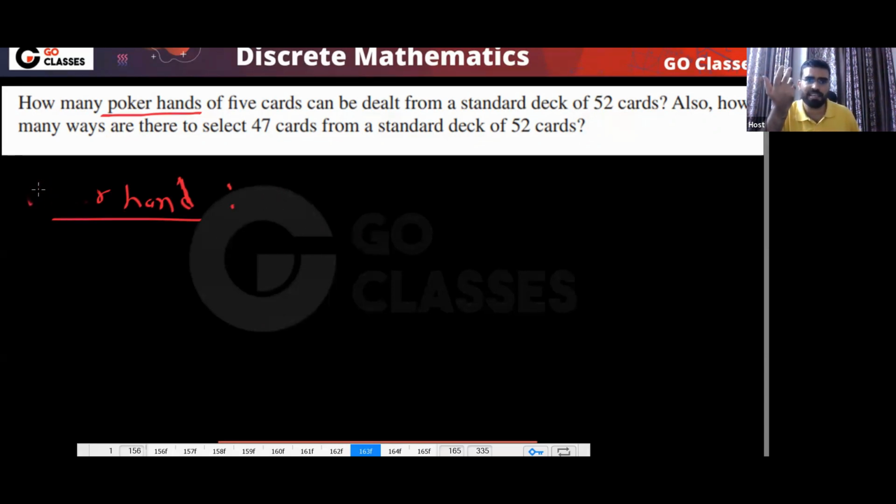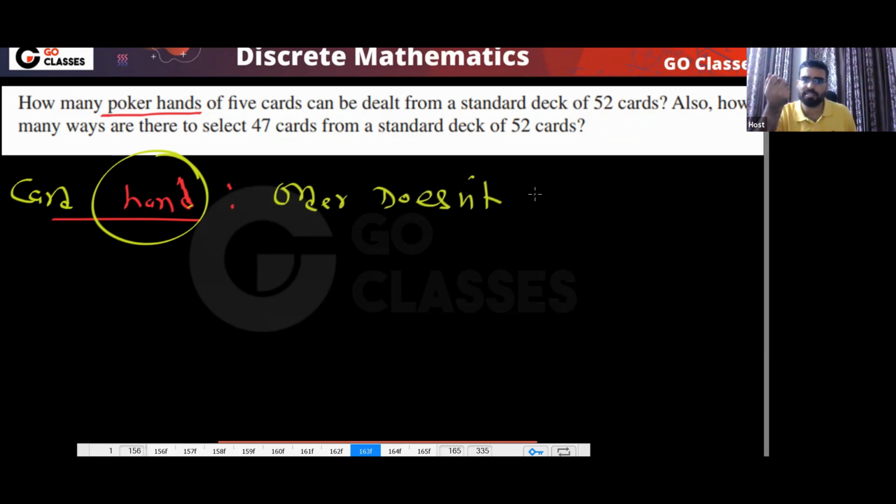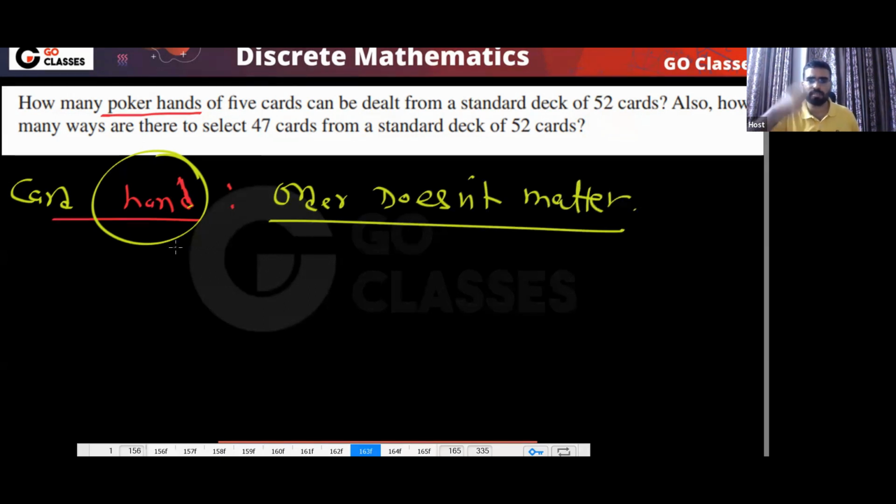In a card game, there is something called a hand. Hand means how many cards you have. For example, if I deal you 13 cards, then you have 13 cards. That is called a hand, what 13 cards you have. So here order doesn't matter. This is just a selection. Exactly which cards you have, that matters. The order doesn't matter. Okay, anyway, next.